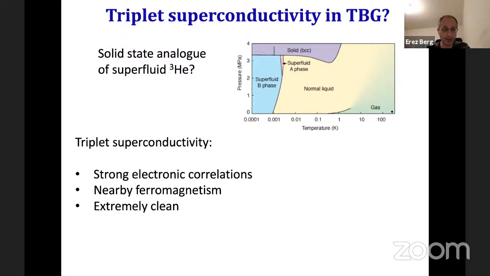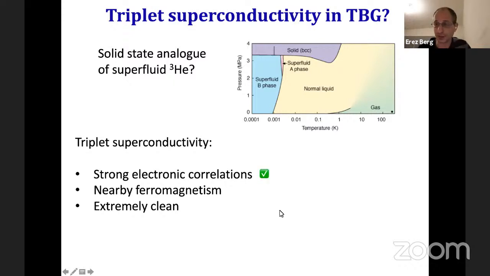Moreover, these systems have to be extremely clean because even non-magnetic disorder would be pair breaking in a triplet superconductor, or actually any unconventional superconductor. Okay, and these reasons are presumably why it's so hard to find triplet superconductivity in quantum materials. Now I'd like to argue that twisted graphene is maybe an ideal system to try to remedy all these difficulties.